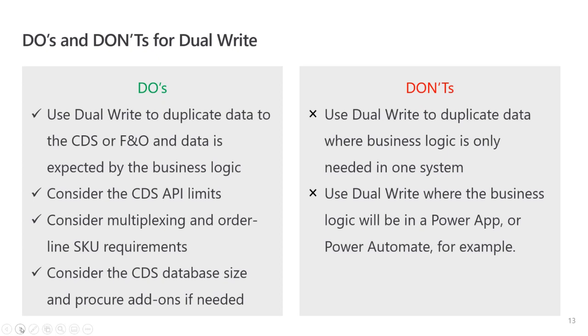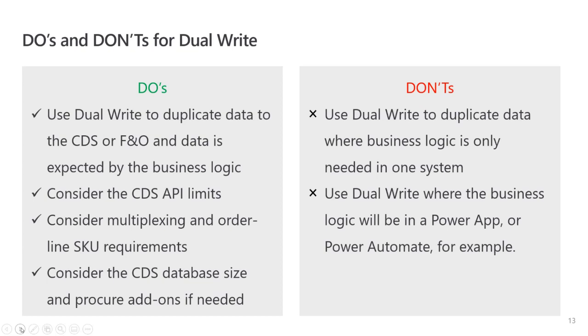If you're using dual-write, we do give you a specific allowance of API limits. You get an extra 400,000 API calls when you enable dual-write with finance and operations, in addition to the API limits that you get with your Common Data Service out of the box. But depending on the volume of records that you're going to be integrating with dual-write, those API limits do still apply. You'll also need to consider multiplexing and those order line SKU requirements.